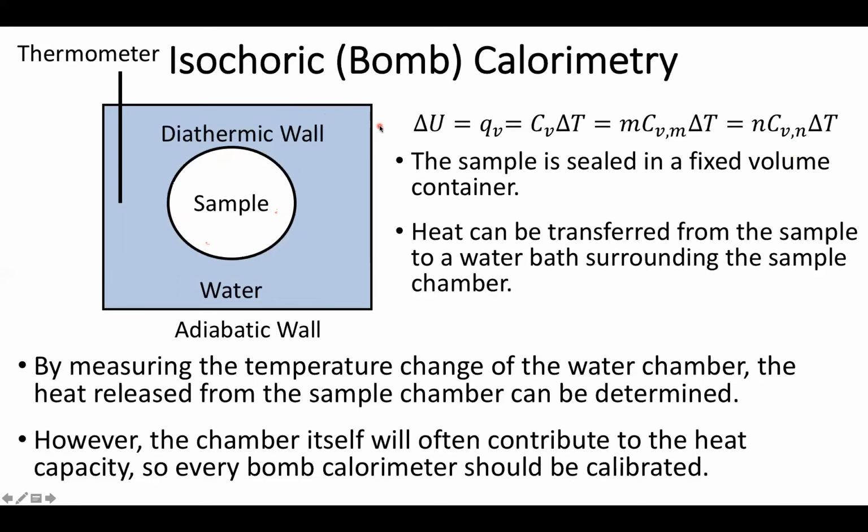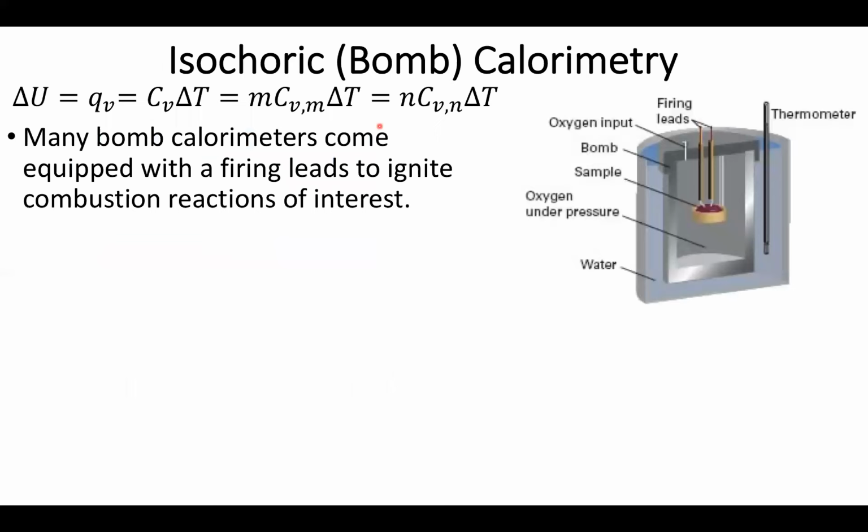So in practice, whenever you make use of a bomb calorimeter, we should always make sure to calibrate our calorimeter itself. Now, there are often many tricks we can use to calibrate our calorimeter. One of the classic tricks is that a lot of our calorimeters come with firing leads. You can imagine our firing lead is some sort of ignition source in case I want to study a combustion reaction inside my sample chamber.